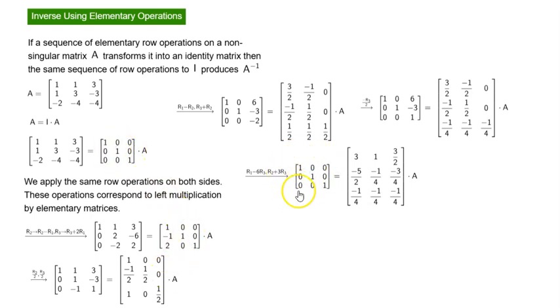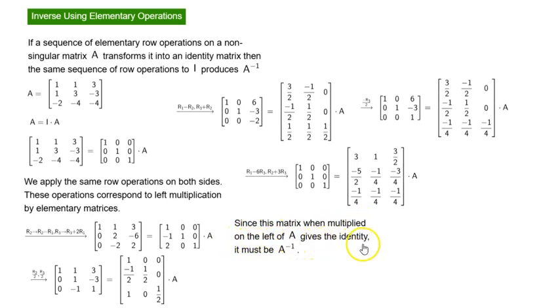So the left-hand side matrix transforms to identity and the right-hand side pre-multiplier matrix becomes a matrix with some entries. Now remember, if a matrix multiplied by another matrix gives identity, it means they are inverses of each other. So since this matrix when multiplied on the left of A gives the identity, it must be A inverse. So A inverse is equal to this.